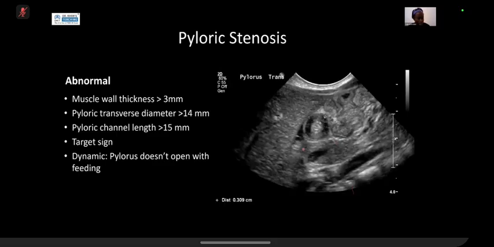And then on the rounded view, the transverse view, I don't tend to measure the wall on a TS view. I tend to measure it just in the LS view, but you can still see that the muscle is more than 3 millimeters.